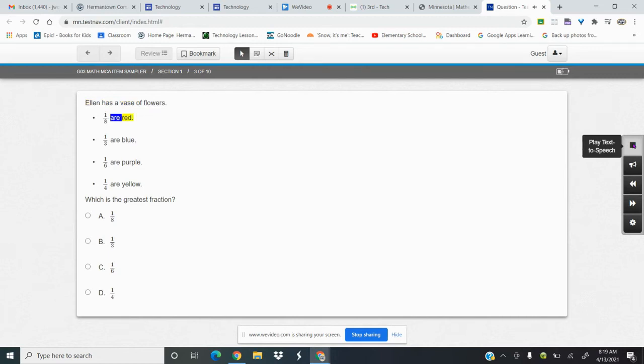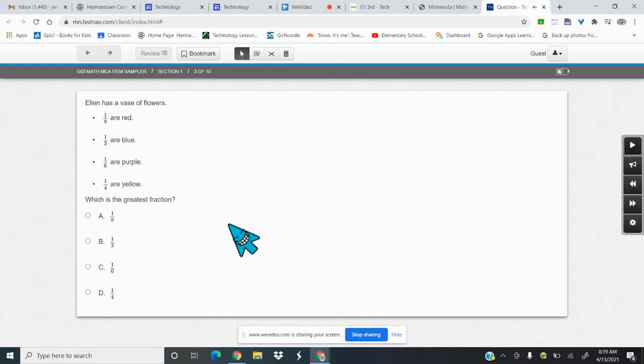Or read 1/3, or blue 1/6, 1/4, or equal. Which is the greatest fraction?